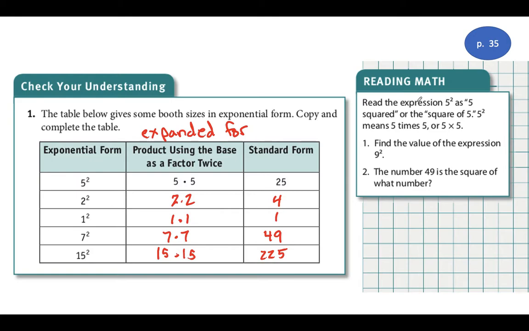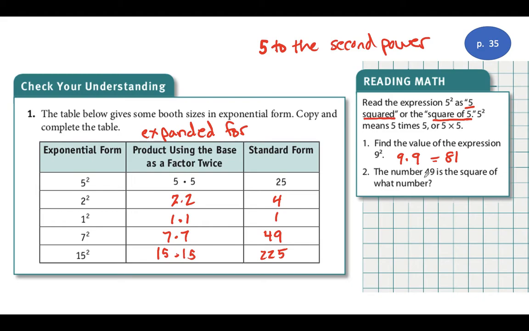All right. Reading math, I included this because it's important. So we read the expression 5 to the second power as 5 squared. Or we could say the square of 5. Or you could say 5 to the second power. These all mean the same thing. They all mean 5 times 5. Find the value of the expression 9 squared, where 9 squared, if I write it in expanded form, is 9 times 9, so that's 81.